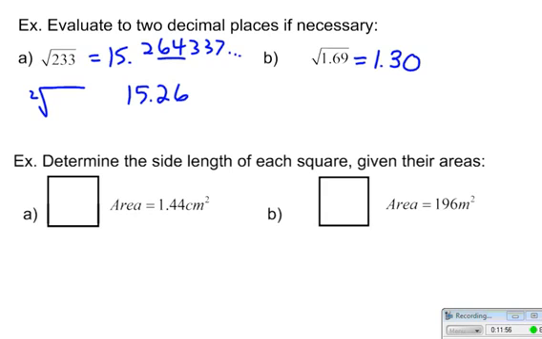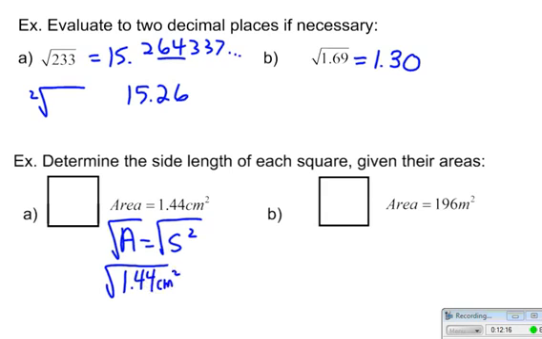The next 2 examples, I've given you the area, and I want you to figure out the side length of a square. So the side length is a number times itself, so that's also the same as finding the square root. So to go from area to a side length, we square root. So square root of 1.44 centimeters squared should give me the side length. And we get 1.2 centimeters as the side length.